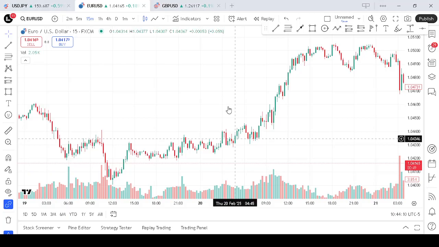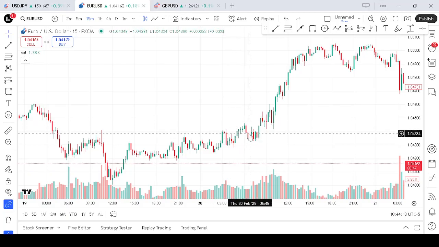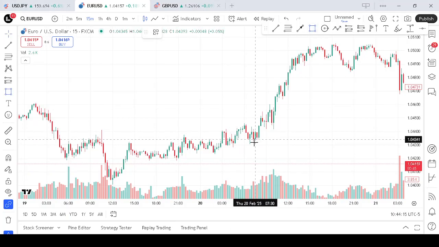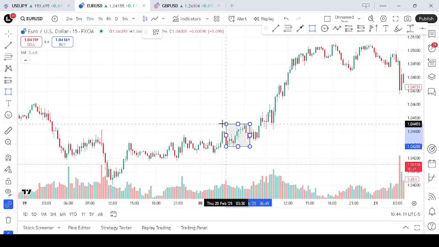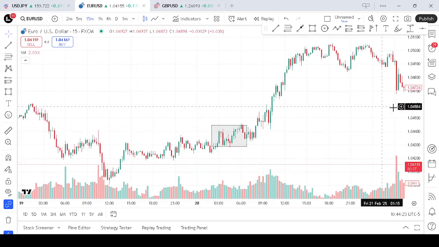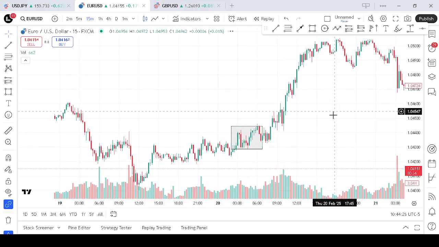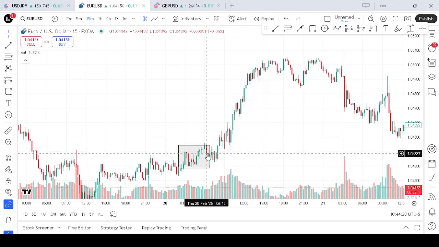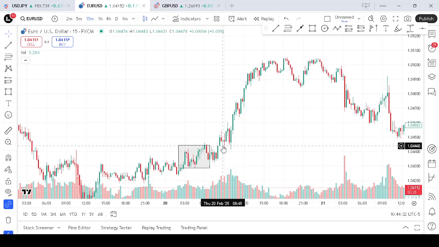Now this is a good example. When the price opened at this area of the chart, price was consolidating before it broke out to the upside, showing signs of higher price in the market. Price is going to go to the upside.